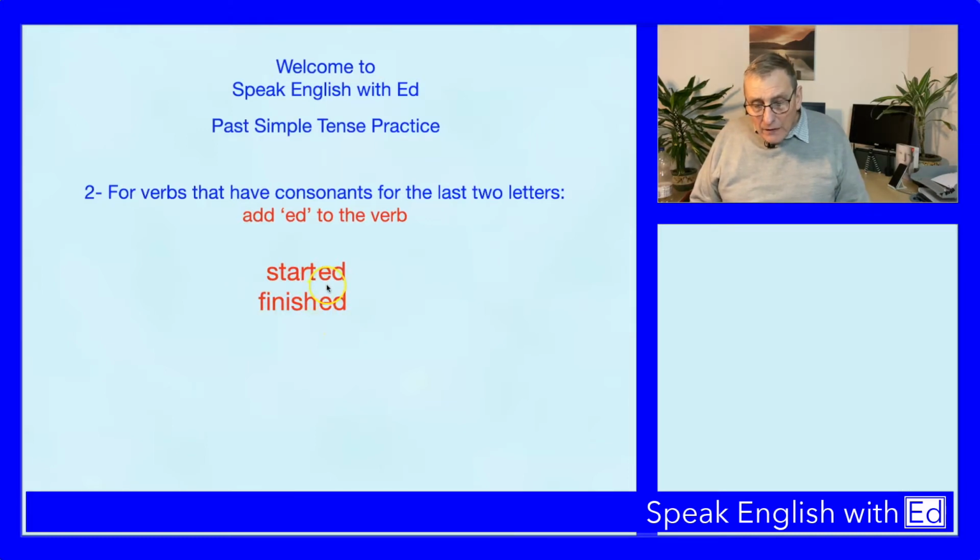Now this, started, ends in a D sound. This, finished, ends in a T sound. Finished, started. So we're not going to go into that now, but some of these past tenses end in a D sound and some end in a T sound.